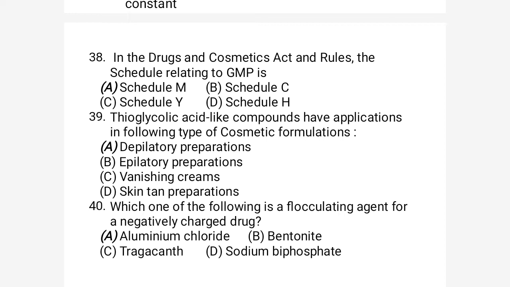Next, question 38. In the Drug and Cosmetic Act and rules, the schedule relating to GMP is which? The options are Schedule M, Schedule C, Schedule Y, and Schedule H. The GMP is related to Schedule M only. So the correct option would be Schedule M. And look at other schedules. Schedule C is related to parenteral products. Schedule Y is for clinical trials, and Schedule H is for prescription drugs.